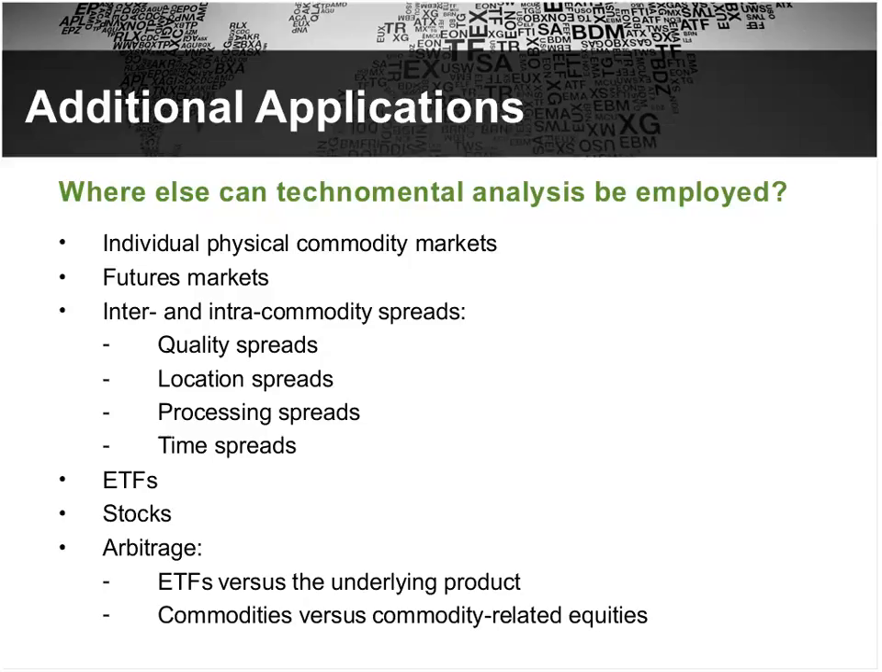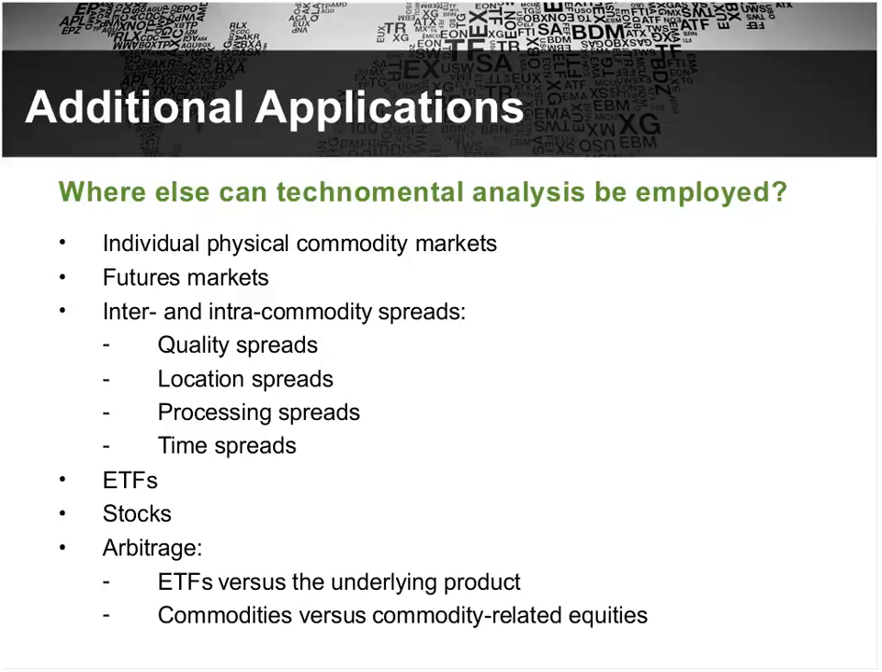So these distortions can happen in physical commodity markets. They happen in futures markets, which reflect the physicals. They happen in inter- and intra-commodity spreads. The platinum-gold spread is a perfect example of that. It happens in the gold and silver spread. It happens in quality spreads, for example, Kansas City wheat versus Chicago wheat. Happens in location spreads, for example, Brent oil versus WTI oil, or oil in the Middle East versus oil in Asia, or natural gas in the United States versus natural gas in China.